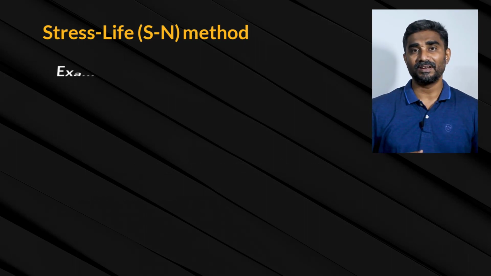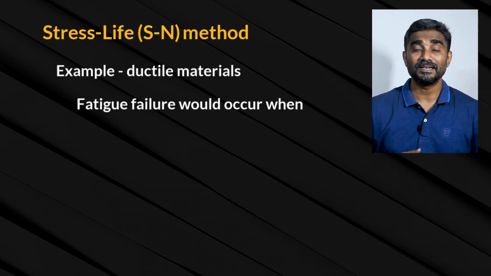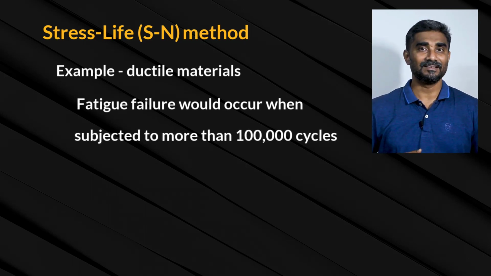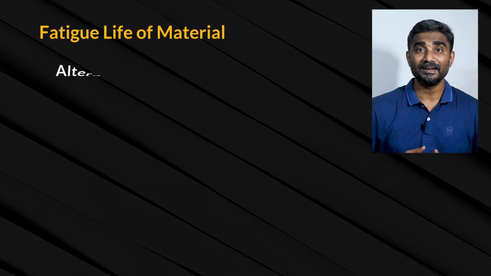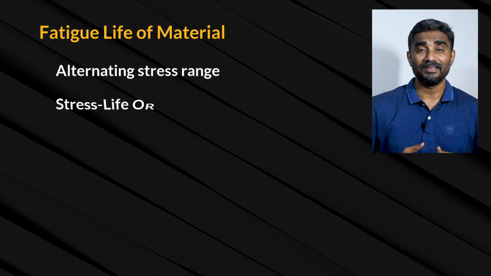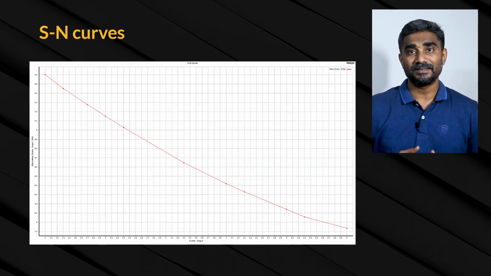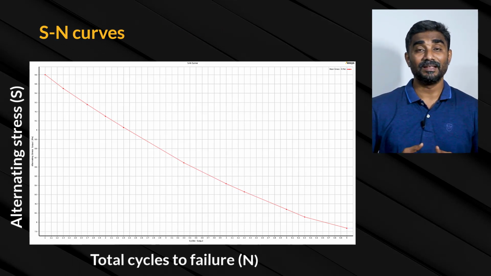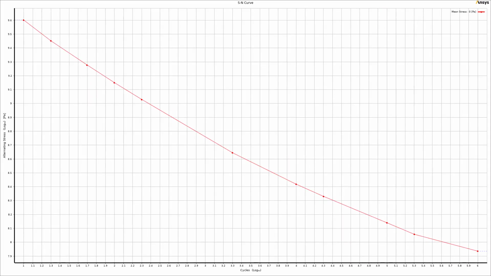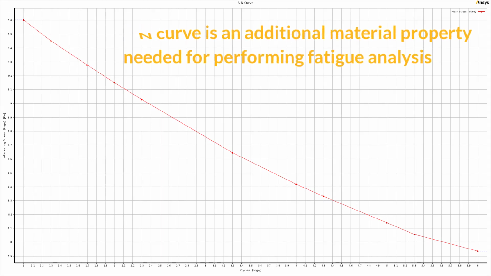So, in the case of ductile materials, the fatigue failure would usually occur when they are subjected to more than 100,000 cycles. The fatigue life of a material is characterized by the alternating stress range and stress life or SN curves. This SN curve is a plot of stress range or alternating stress S versus the total cycle to failure N, usually obtained through experimental testing. This is the additional material information needed before performing a fatigue analysis.